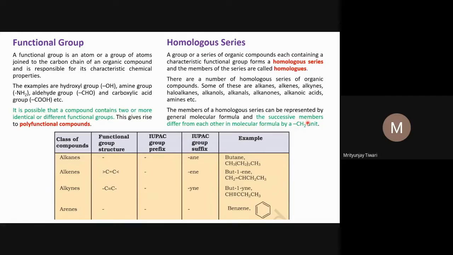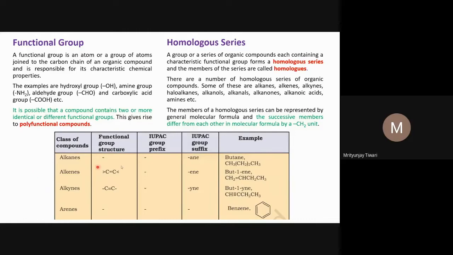Each successive member of a homologous series differs from the other in molecular formula by a CH2 unit. So successive members have a difference of one CH2 group. If the difference of two CH2 groups is there, it will be on the alternate members. Based on that, one can find out these things.